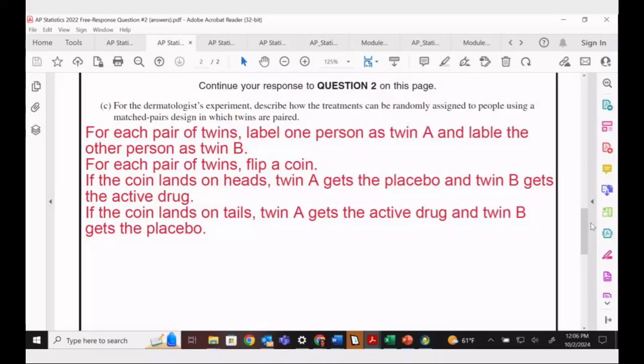Label one person twin A, the other twin B, flip a coin. If you say right here at the beginning for each pair and then you describe the method, you wouldn't need to mention that again at the end, but somewhere in your response, you have to mention that you're doing this for each pair of twins. It can be at the beginning, it can be at the end, it just has to be somewhere in that answer.